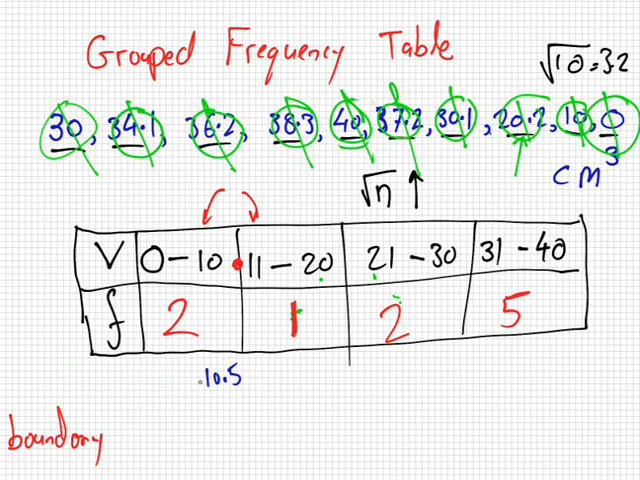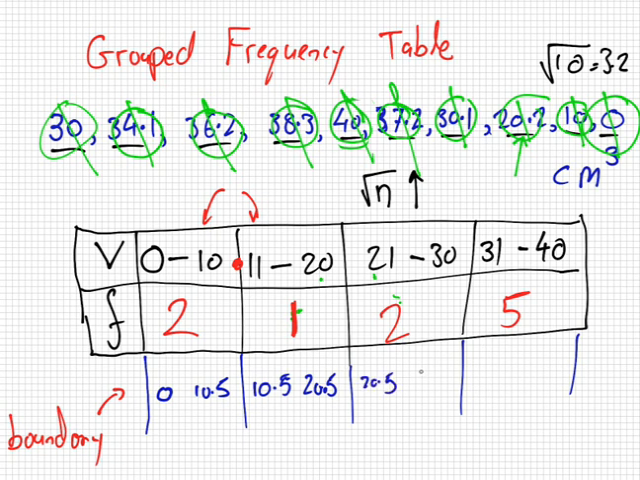I need to make a bit more space. Let me just put my boxes down a bit more here. So this one here is called the boundary. So here is 0 to 10.5. Here, so this is like what you're saying, Yusra, 10.5 to 20.5. And here, 20.5 to 30.5. And here, 30.5 to 40. Or 40.5. We can just say 40 here, because we know there's nothing more than 40.